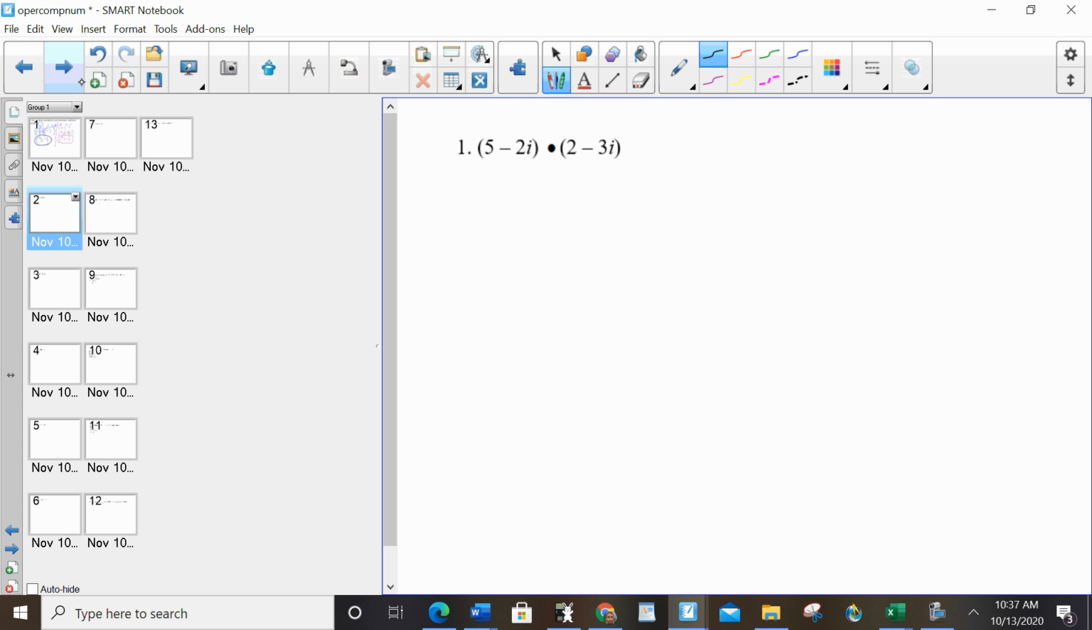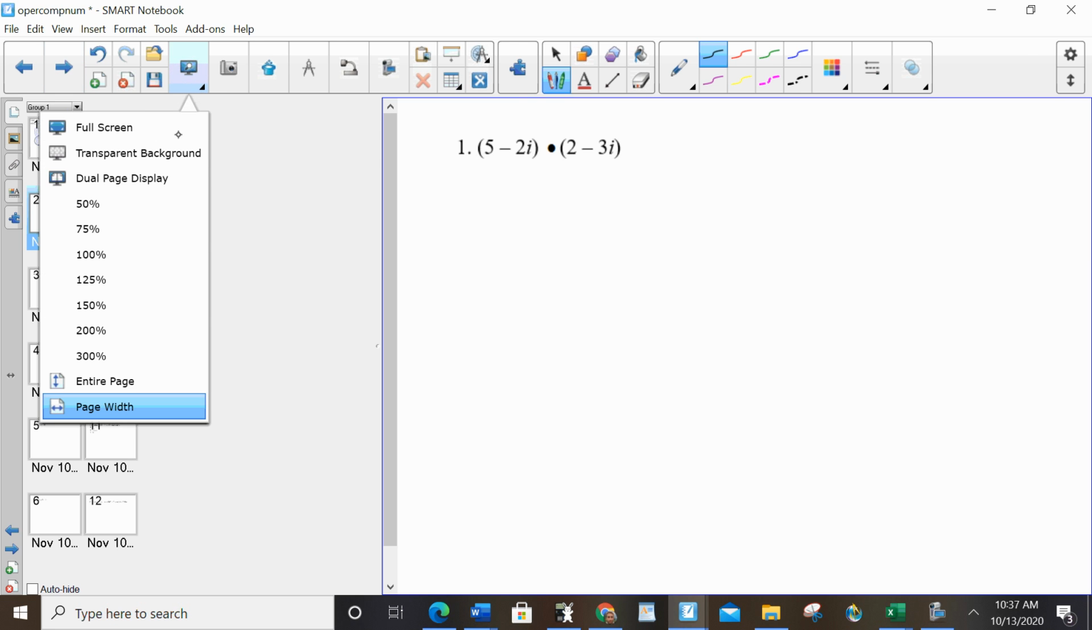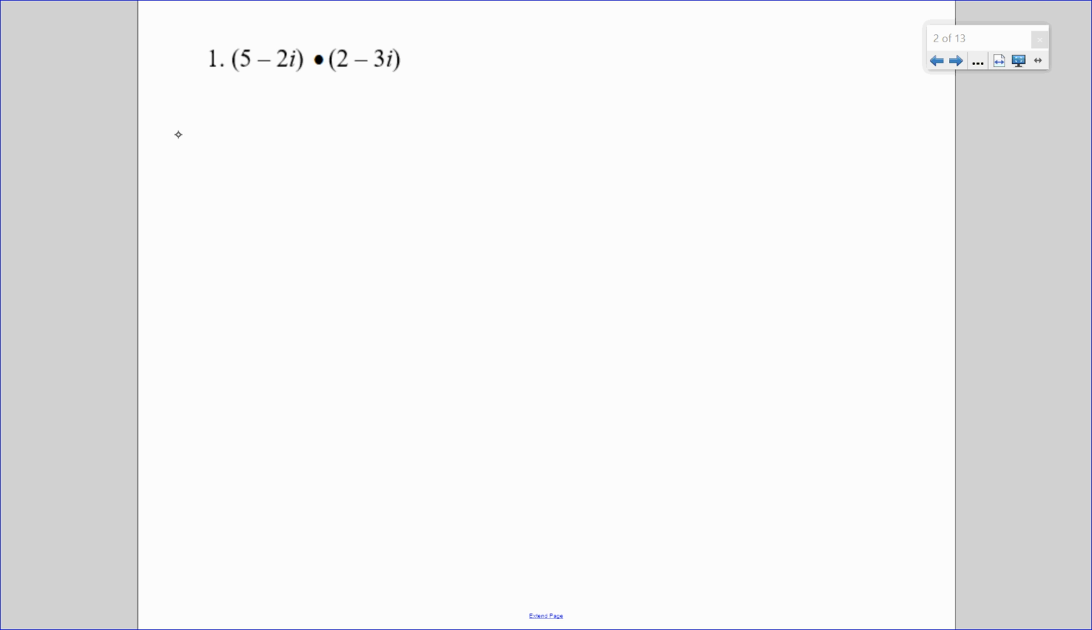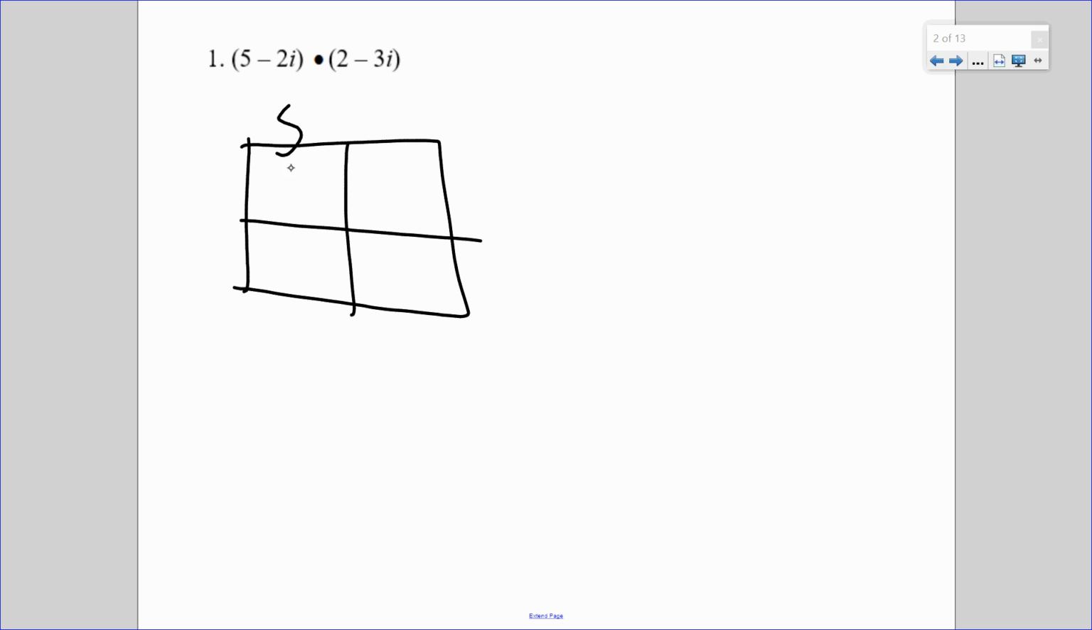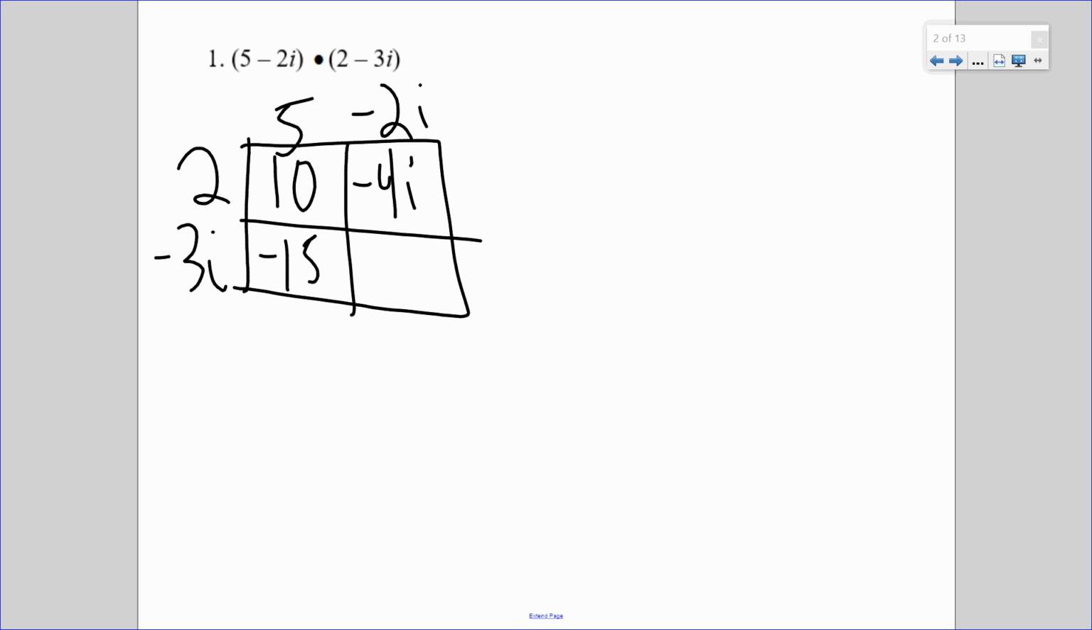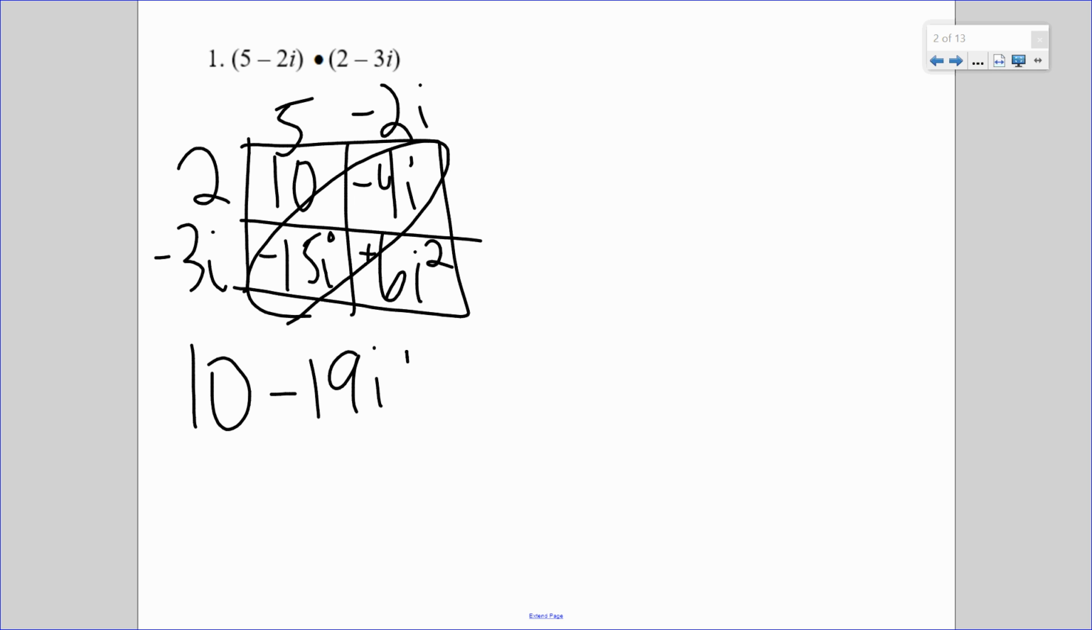Let's take a look at our first example. 5 minus 2i times 2 minus 3i. Well, going back to the first day of school, if I want to multiply binomials, I do my box. So I have 5 minus 2i, I have 2 minus 3i. I multiply each thing to determine what goes inside the box. That's 6i squared. I combine like terms. I get 10 minus 19i plus 6i squared. So that's exactly what we did on day one.